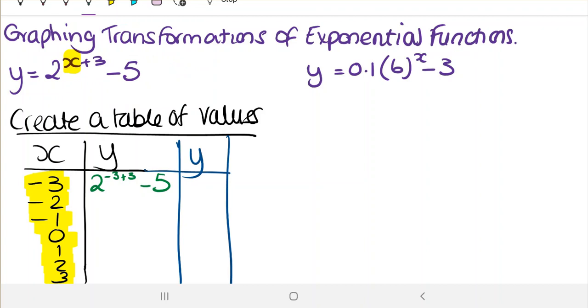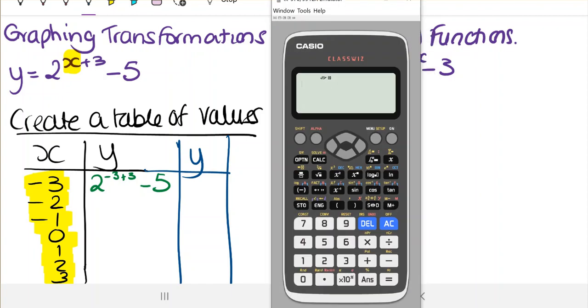Okay, so -3 plus 3 is 0. 2 to the power of 0 is just 1. 1 minus 5. Now, if we're not sure, we can use a calculator. If you don't have the ClassWiz, you can go onto the mode button here, and if it's an old one, I think it's number 3 or number 7 for tables. If you have the ClassWiz, you can go across and it's option 9. So press equals for that.